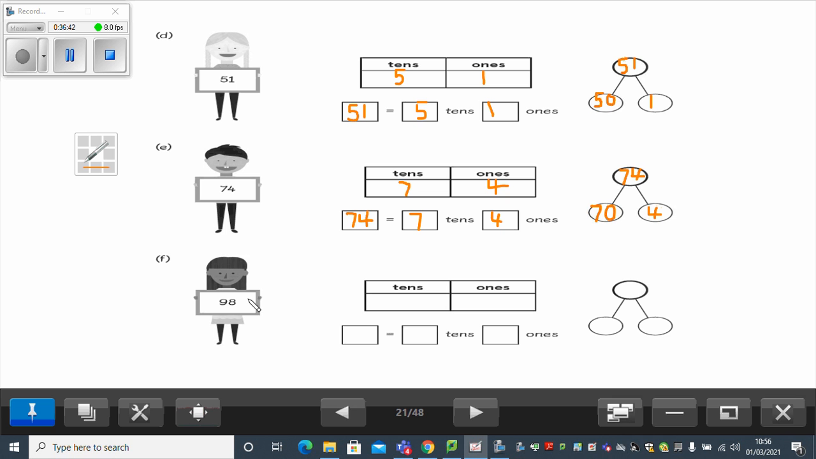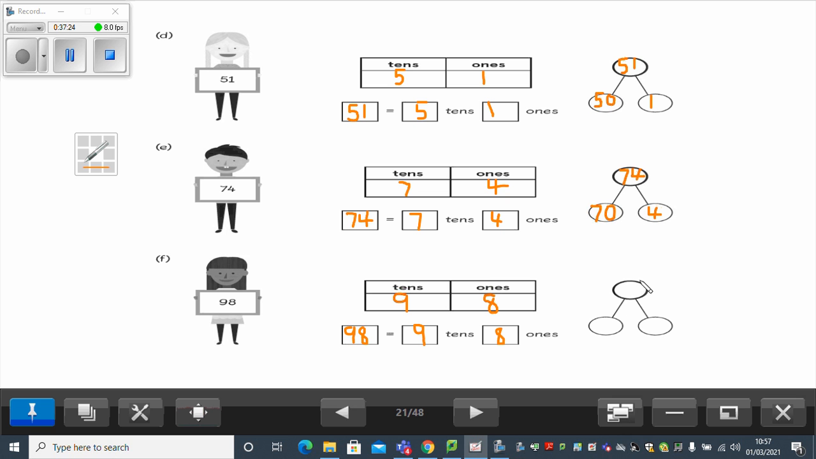And our final number for today was 98. So again, let's look at our place value. 98 has 9 tens and 8 ones. So I'm going to write my whole number first here, 98, and complete my place value chart. So 98 has 9 tens and 8 ones. We can complete the sentence down here. 98 equals 9 tens and 8 ones.